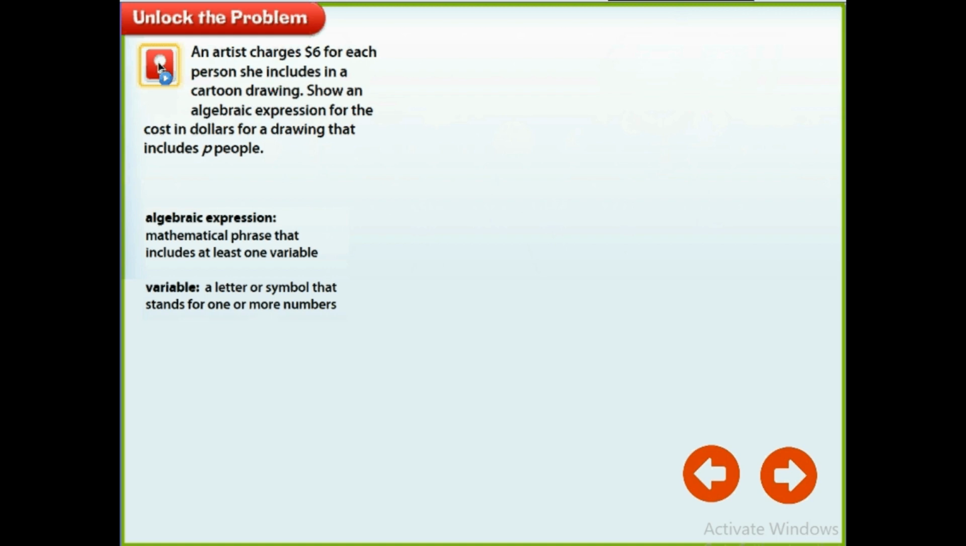An algebraic expression is a mathematical phrase that includes at least one variable. A variable is a letter or symbol that stands for one or more numbers. Why should you use an algebraic expression rather than a numerical expression to represent the cost? An algebraic expression is used because the number of people in the drawing is not given, so we will need a variable for that number.